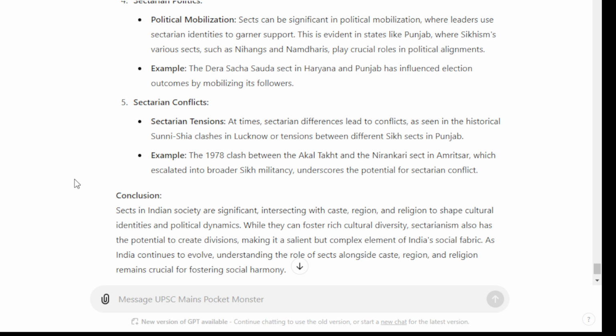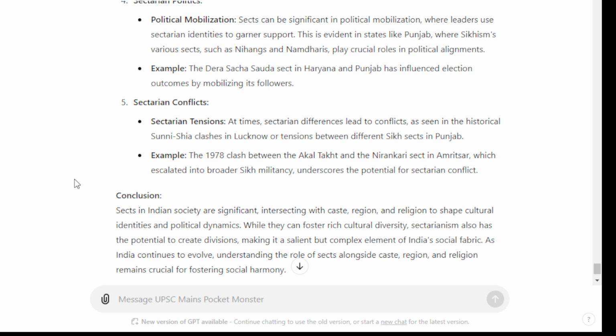At times, sectarian differences lead to conflicts, as seen in the historical Sunni and Shia clashes in Lucknow, or tensions between different Sikh sects in Punjab. Example: the 1978 clash between Akal Takht and the Nirankari sect in Amritsar, which escalated into broader Sikh militancy, underscores the potential for sectarian conflict. So Akal Takht, the Akali Dal perhaps has come out of it, and there's the Nirankari sect, and you have to find out about that.